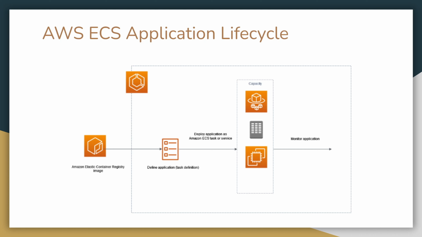Once an image is ready, you create an Amazon ECS task definition, a JSON blueprint that specifies the container details or operating system parameters and other configurations. You can then deploy the task definition as a task or service within a cluster, which is a logical grouping of tasks or services on registered infrastructure.